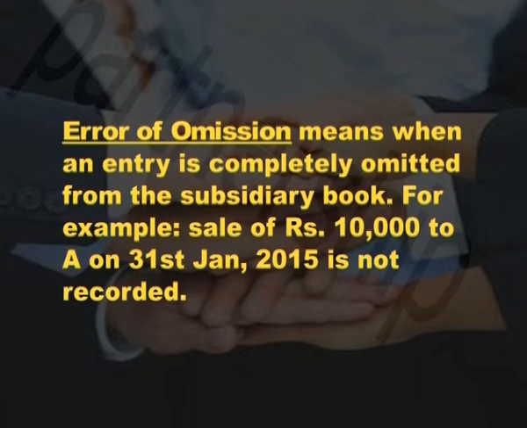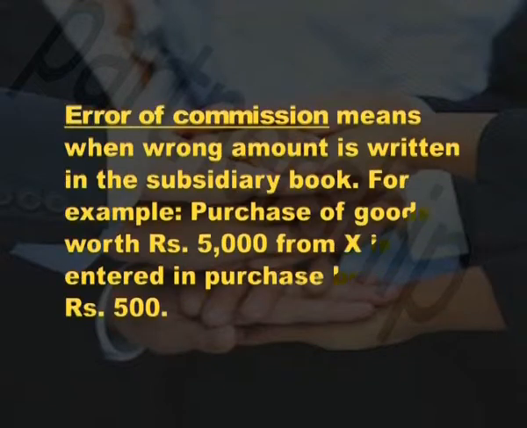Error of omission means when an entry is completely omitted from the subsidiary book. For example, sale of rupees 10,000 to A on 31st January 2015 is not recorded. Error of commission means when a wrong amount is written in the subsidiary book. For example, purchase of goods worth rupees 5,000 from X is entered in the purchase book as rupees 500.